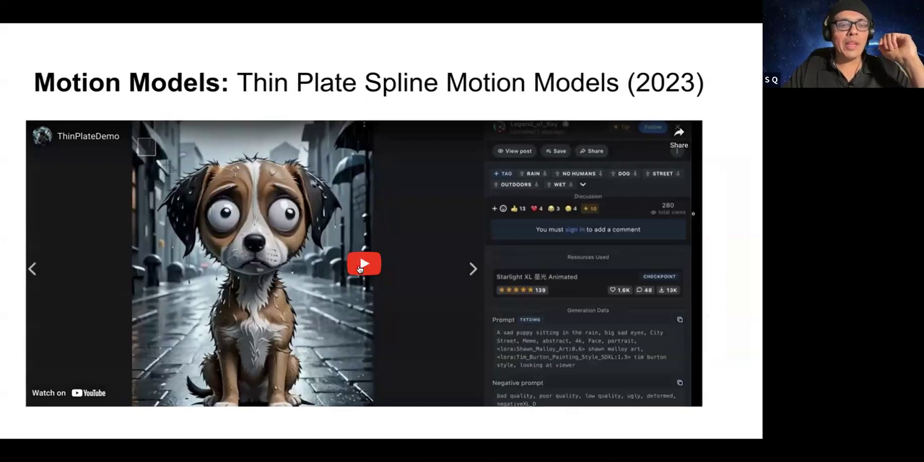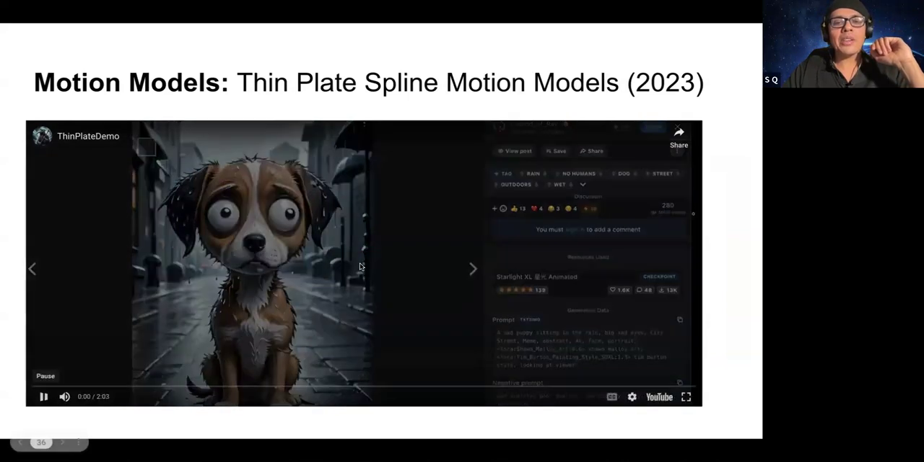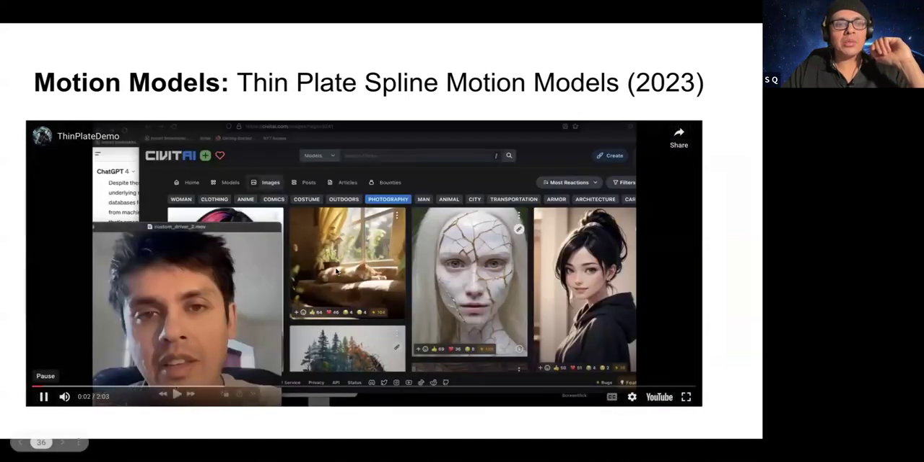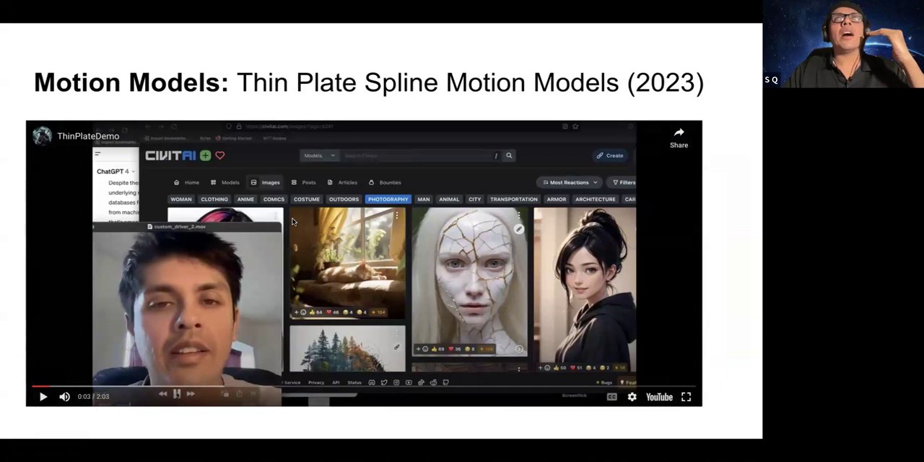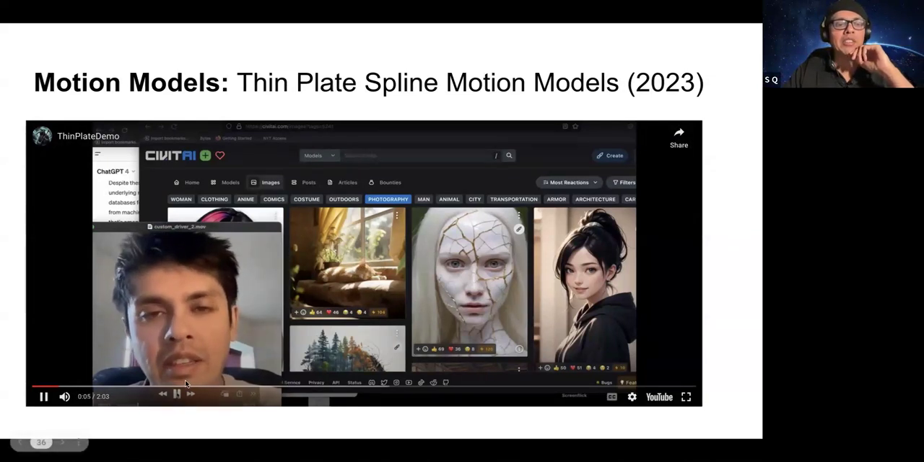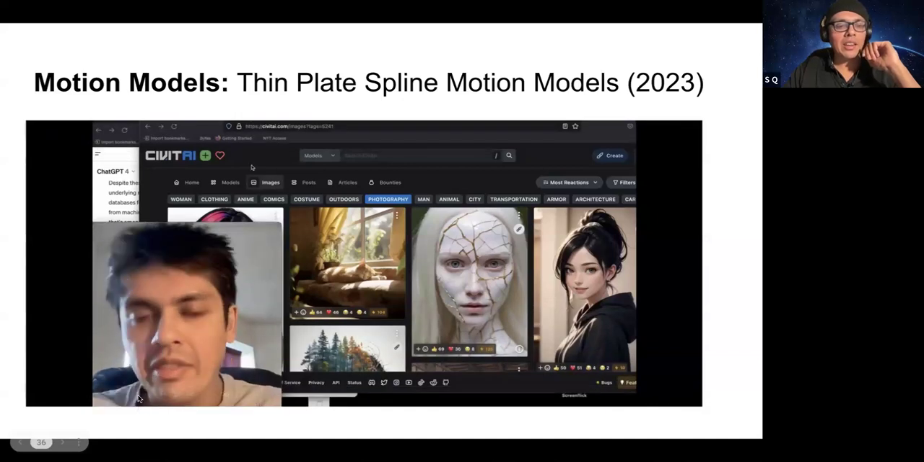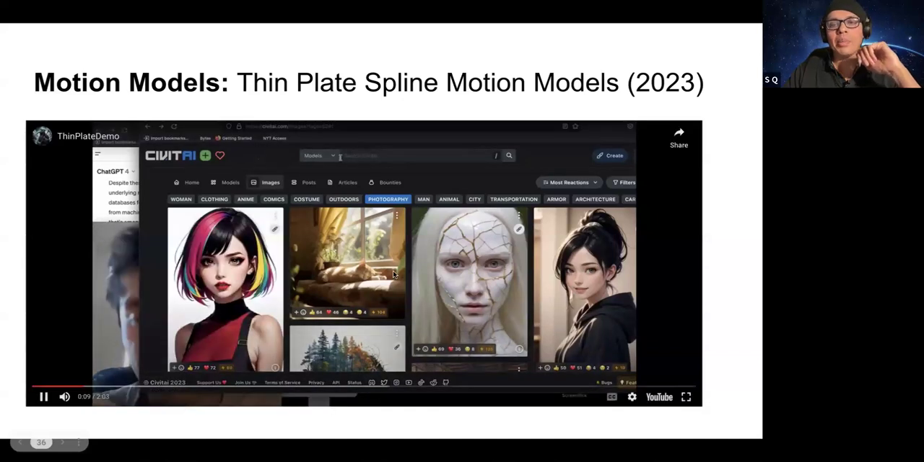We have a little bit more here, but I will just demonstrate how I use this technique to do this animation on my own using thin plate spline motion models, TPSM. This is the thing that came out in 2022 and 2023, where you can take any fake image, and then I'm taking a video of myself doing this and going to this site called Civit AI and applying this thin plate spline motion model here.